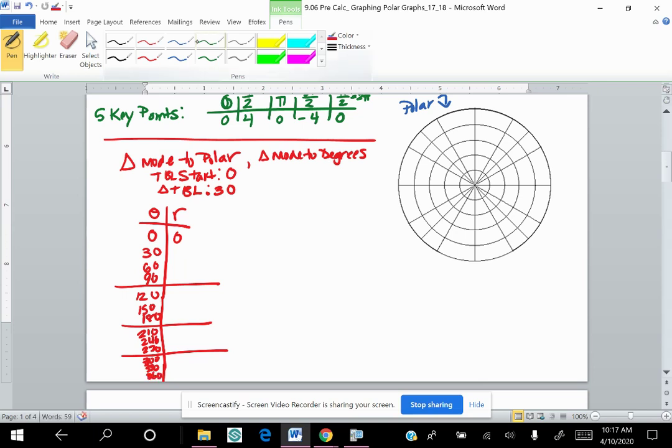And now I'm going to fill in my other side here. So at 30, r is 2, 60 is 3.4641, 90 at 4, 120 at 3.4641, 150, 2, 180, 0, 210, negative 2, 240, negative 3.464, 270, negative 4, 300, negative 3.464 again, 330, negative 2, and 360, 0. And now we're going to plot these.